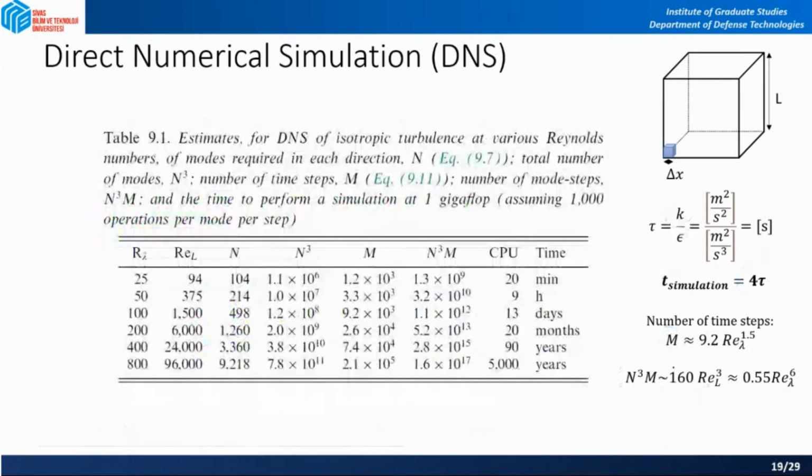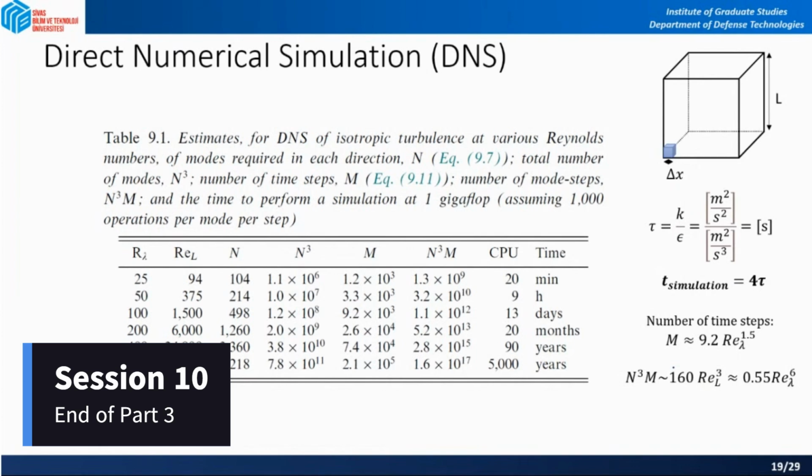And there is a table in Pope's book that gives some examples for you, so I can refer you to this table as well. Okay, by this we finish the DNS. Next week we will start the large eddy simulation.